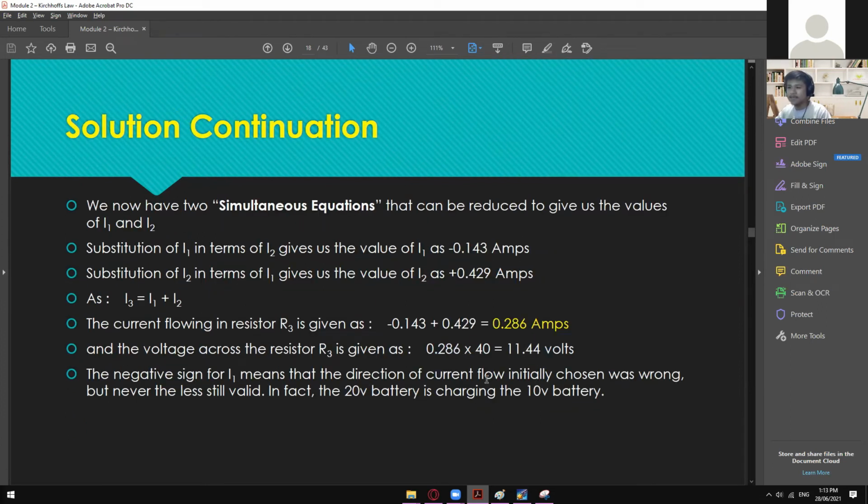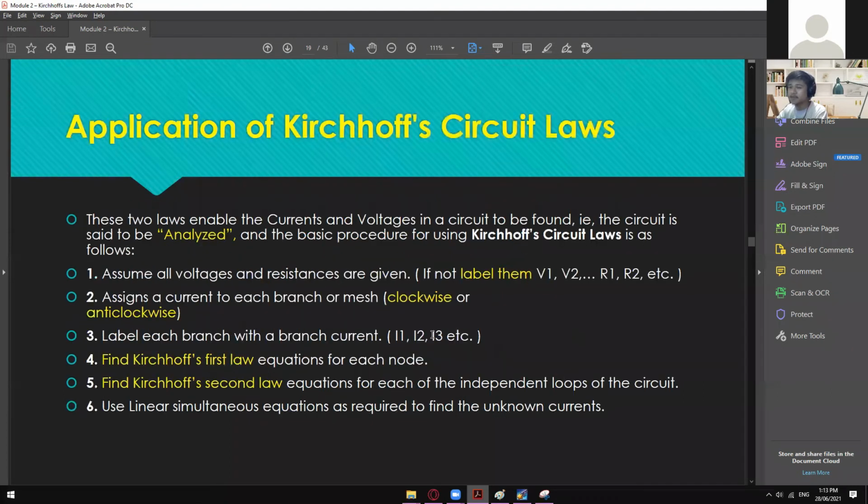So, any questions so far? Okay. So I hope the others were at least able to get 50% of the idea or the process, and how we got the 0.286 right here. Anyway, that's it for example number one.